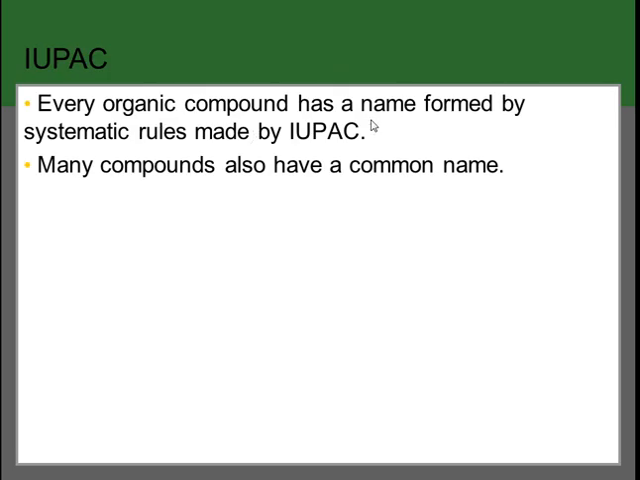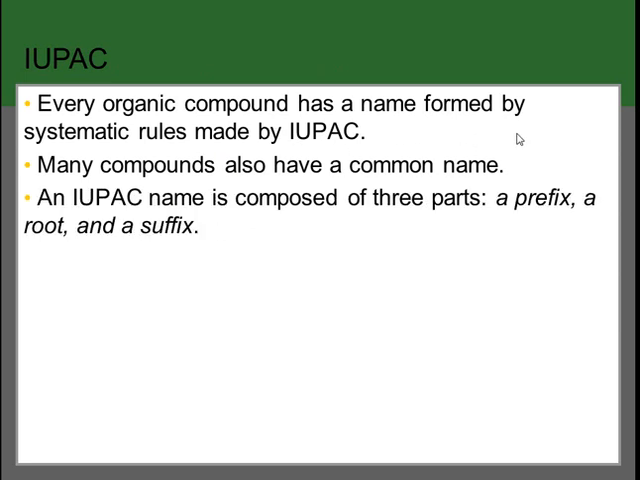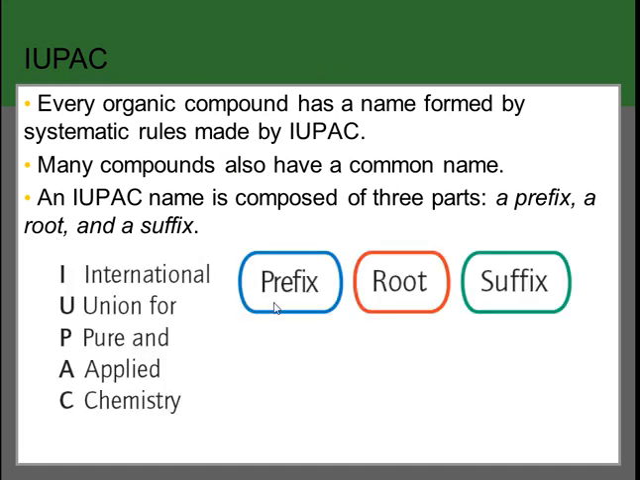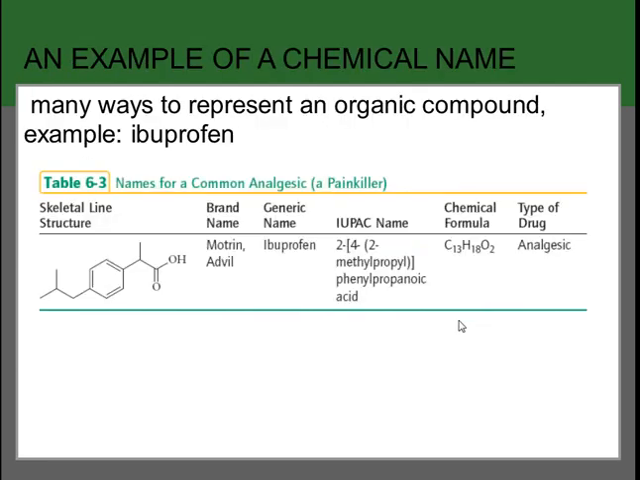So every organic compound has a name formed by systematic rules made by IUPAC, the International Union of Pure and Applied Chemistry. Many compounds also have a common name. Typically the IUPAC name is composed of three parts: the prefix, the root, and the suffix. And so we're going to put those together. Basically the root will be defined by the number of carbons, prefixes will indicate the types of branching, and the suffix will indicate any functional groups present in the molecule.